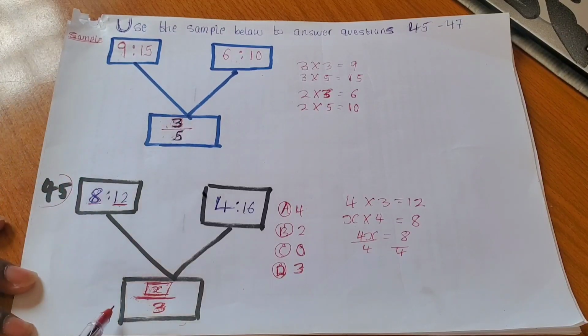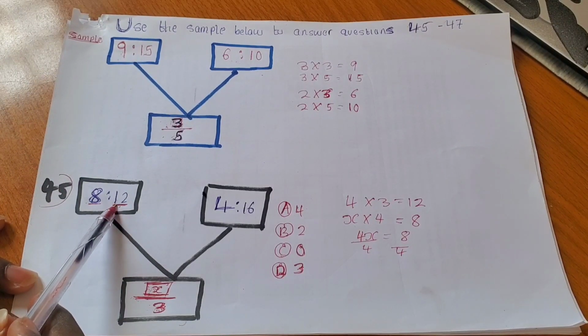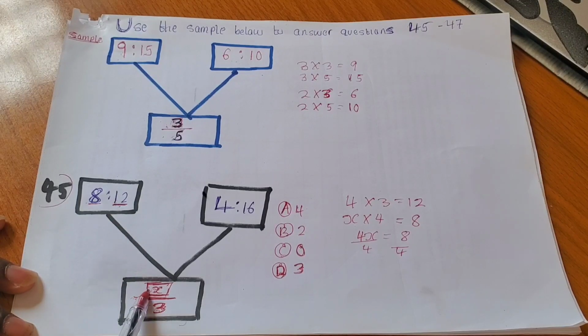So I discovered that if I multiply 4 by 3, I'm going to have 12. That means that I'm going to multiply 4 by x. I don't know the value that will be in this box, so I represent it as x. So if I multiply x by 4, it must give me 8.